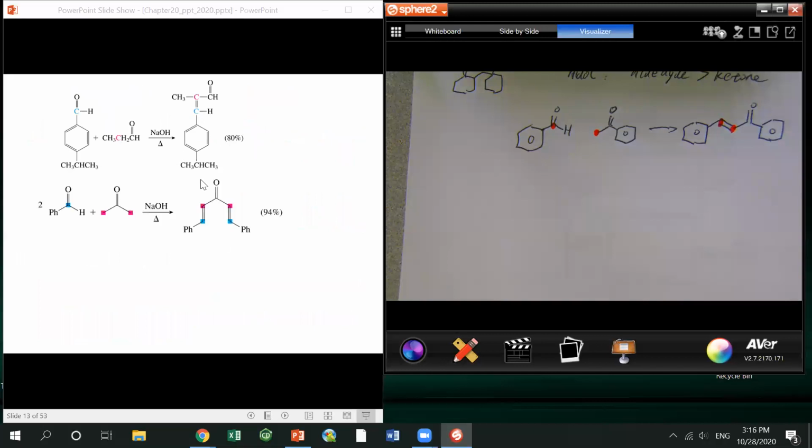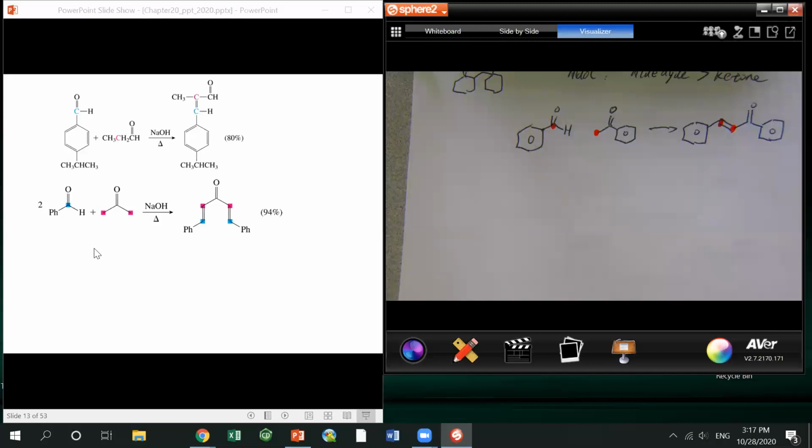Next example still uses benzaldehyde as the electrophile, which could be the carbonyl carbon, and then we use acetone as a nucleophile. Acetone has two carbonyl carbons, I mean two alpha carbons. In this case, if you have excess benzaldehyde, you can do two Aldol reactions, and this gives a conjugated ketone.